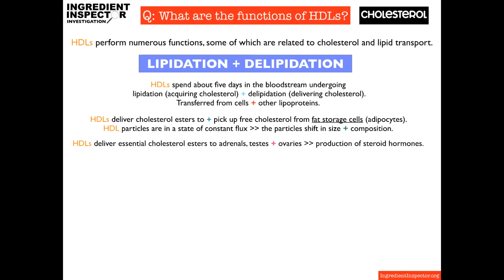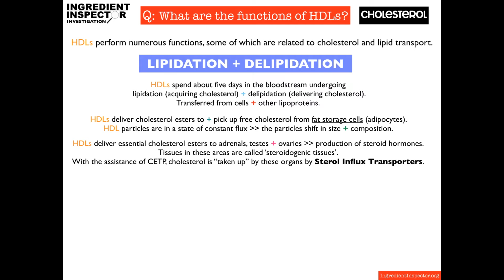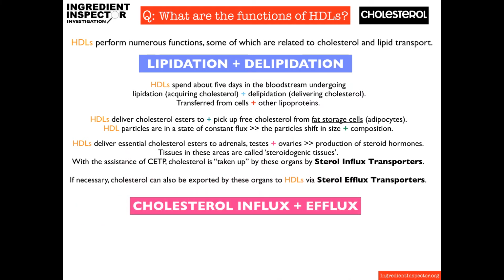HDLs deliver essential cholesterol esters to adrenals, testes, and ovaries to help the production of steroid hormones. Tissues in these areas are called steroidogenic tissues. With the assistance of CETP, cholesterol is taken up by these organs by sterol influx transporters. If necessary, cholesterol can also be exported by these organs to HDLs via sterol efflux transporters. So cholesterol influx and efflux taking place.